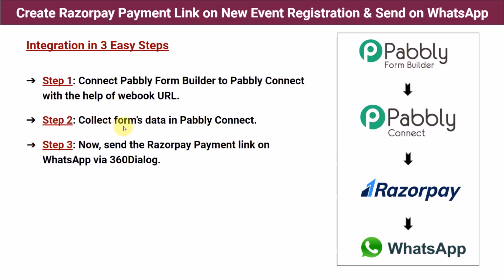Step 2 is collect the form's data in Pabbly Connect. So in second step, we'll bring the data from the Pabbly form to here in Pabbly Connect. And step 3 is now send the Razorpay payment link on WhatsApp via 360 dialog. So at the last step, we are going to send the Razorpay payment link as a new message on WhatsApp via another application which is called 360 dialog. So I'll tell you what 360 dialog is later on in this video. First of all, let's jump back to our step 1 and open Pabbly Connect.